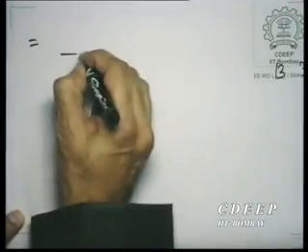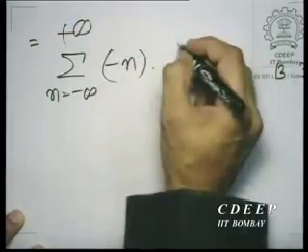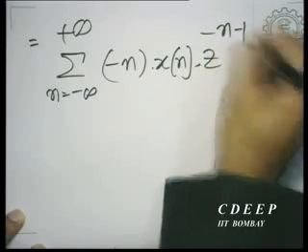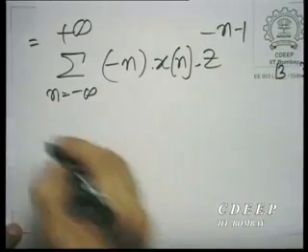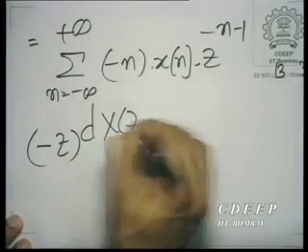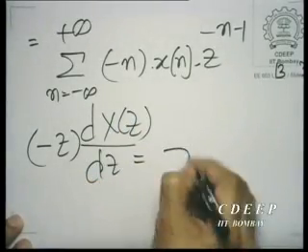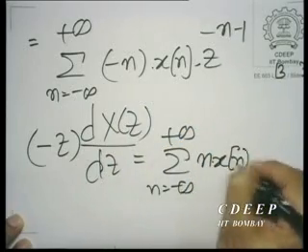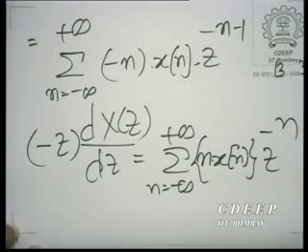So anyway, we can then take the derivative term by term, and that gives us the summation n going from minus to plus infinity of minus n times x[n]. Remember, x[n] is a constant with respect to z, times z raised to the power minus n minus 1. And therefore, if you take minus z times dX(z)/dz, that is the summation n going from minus to plus infinity of n x[n] times z raised to the power minus n.